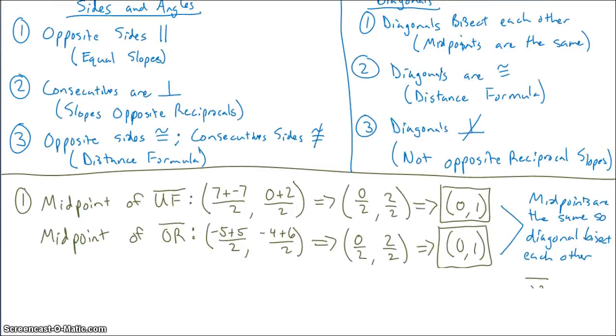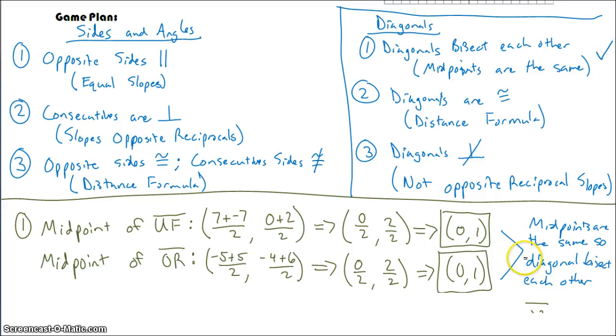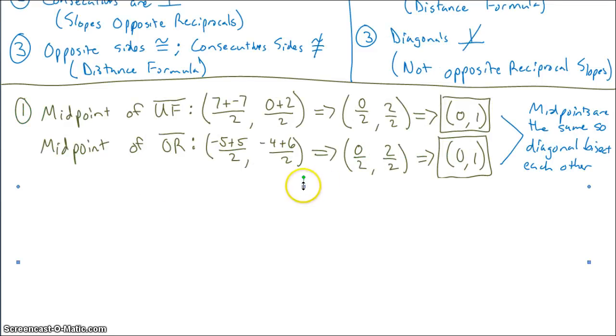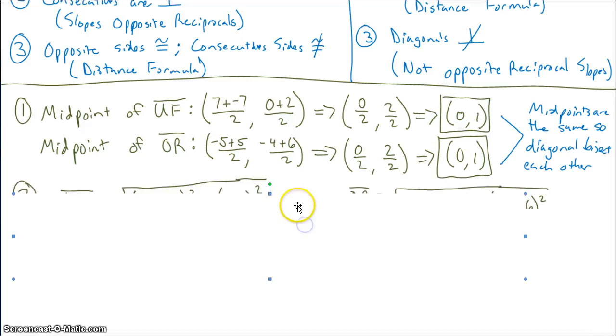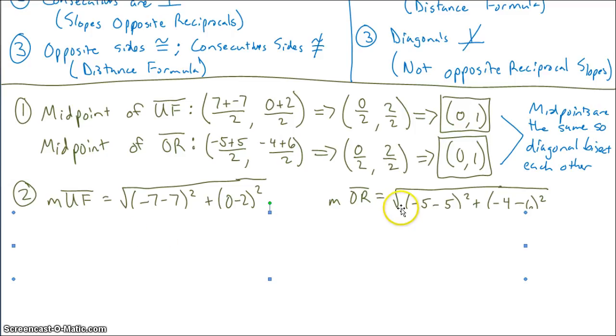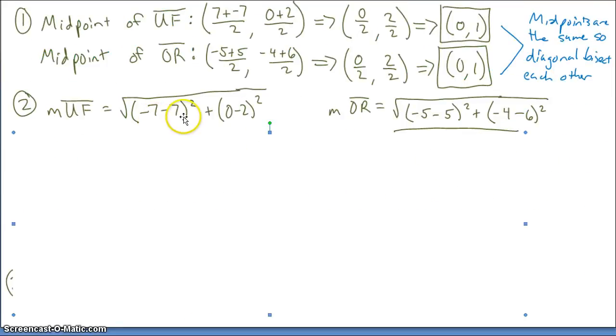So I have step 1 done. Step 1 proves that I have a parallelogram. Let's get a little more specific. Let's make sure that my diagonals are congruent. To prove that my diagonals are congruent, I'm going to use the distance formula to find the distance, the length of UF, and the distance, the length of OR, my two diagonals. To do that, I subtract my x's and square that answer, subtract my y's, square that answer, and add those numbers together.